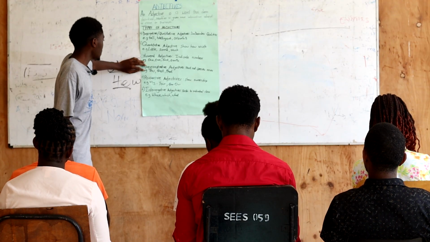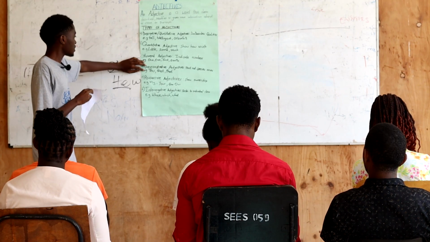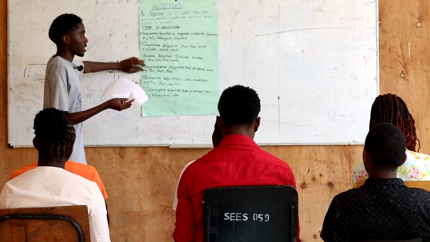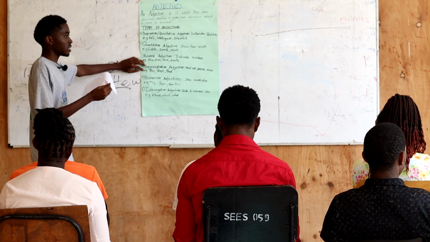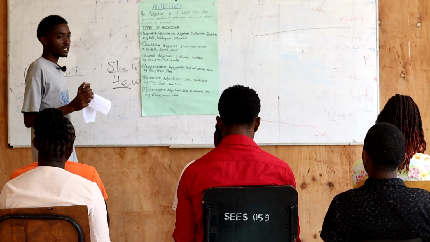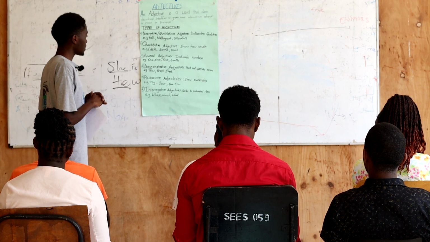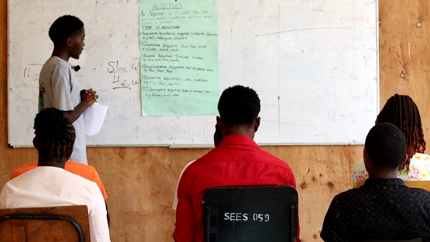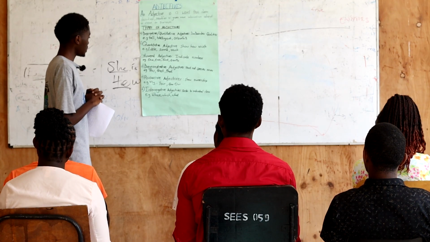Then you go to possessive adjectives. They show ownership. Examples, my, your, our. Example in a sentence, this is my house. It shows that this house belongs to me and nobody else. Then you have interrogative adjectives. They refer to individual items, e.g. whose, which, what.